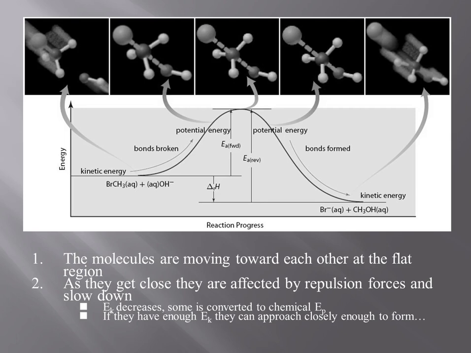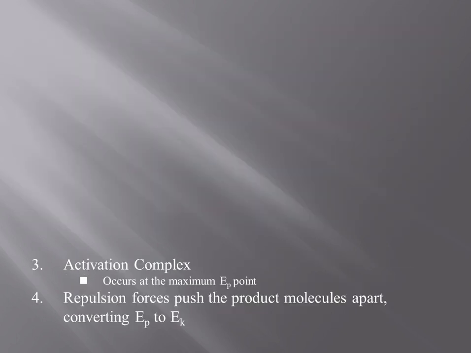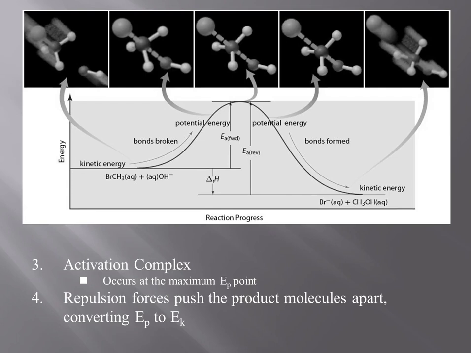If there is enough kinetic energy, or if the particles are moving fast enough, they can get close enough to form an activated complex. The activated complex is an intermediate form of the two combined reactants that occurs at the maximum potential energy point. In the end, the products of the reaction are pushed apart by repulsive forces.